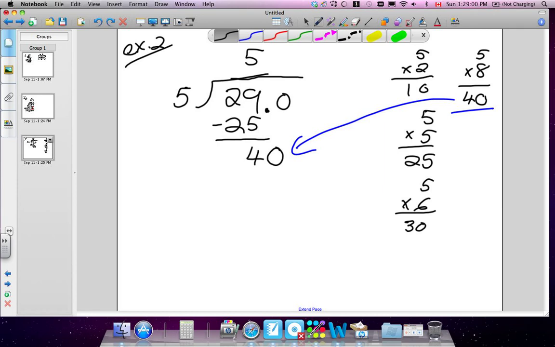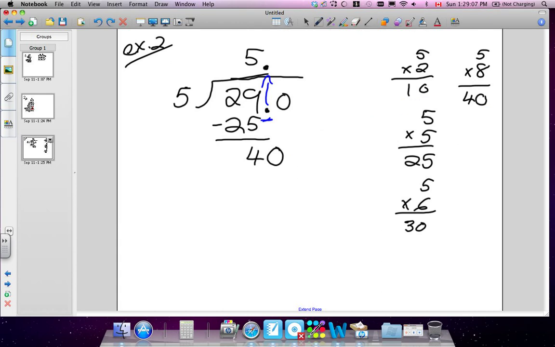5 times 8. So, first of all, I did forget this one part. This decimal, we have to bring it up into the question. Okay? So now it's 5 decimal. And how many times did 5 go into 40? We figured it out, 8 times. So we take that 8 and we put it here. What was 5 times 8? 40. So now I write that 40 down here.